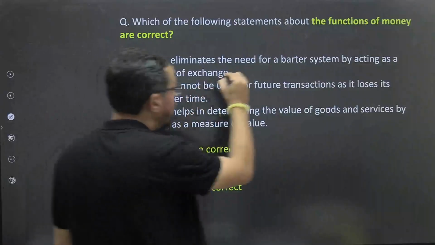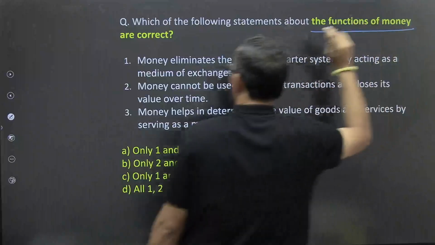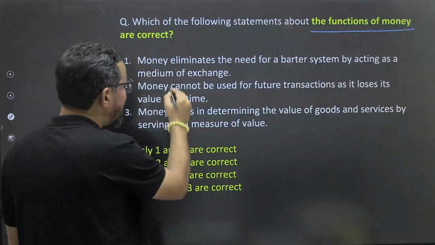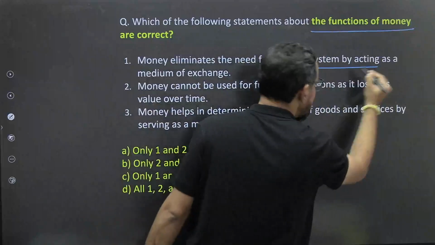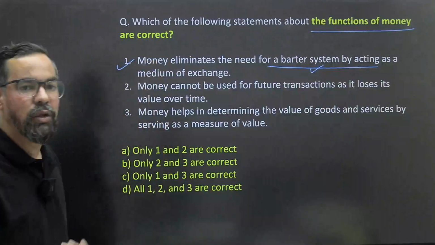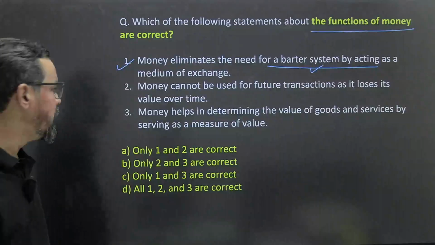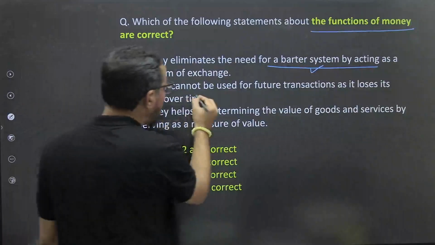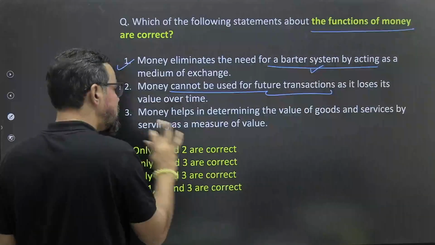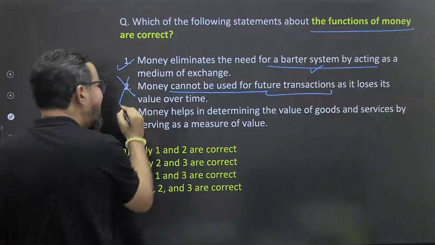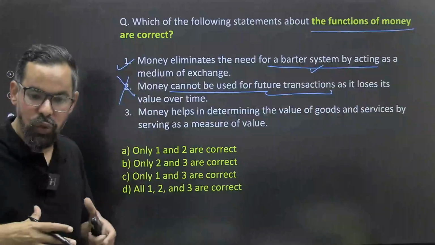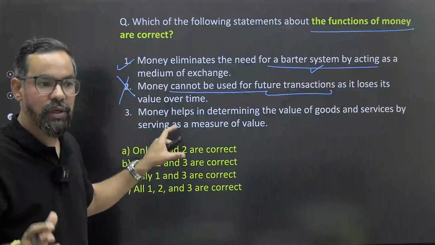Which of the following statements about the functions of money are correct? Functions of money. Money eliminates the need for a barter system. True, by acting as a medium of exchange. So money is generally known for use as a medium of exchange. Money cannot be used for future transactions as it loses its value over time. No. Money can be used for future transactions, as money has a storing capacity or characteristic.